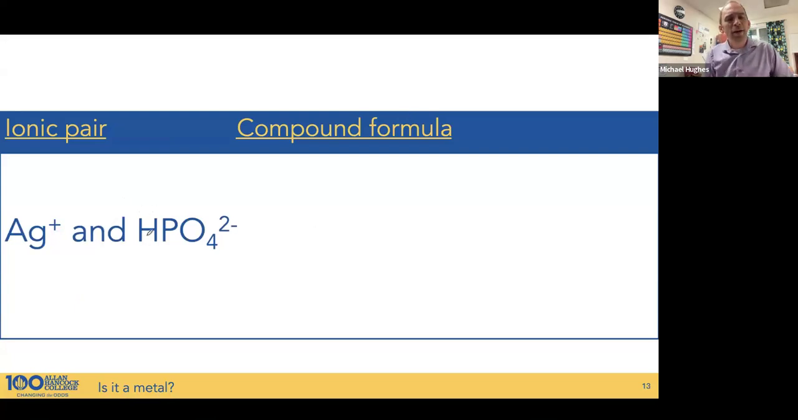All right, so we have hydrogen phosphate and silver. Silver's always 1+. Hydrogen phosphate's 2-. So we're going to need 2+ to cancel those out. So we're going to need another Ag. Silver again is always 1+, so 2 of them total. And so those will be 2+ and 2-, sum to 0. We should have Ag2HPO4.